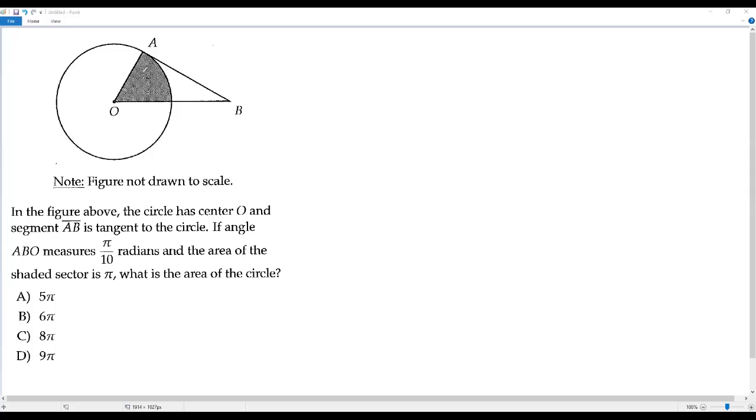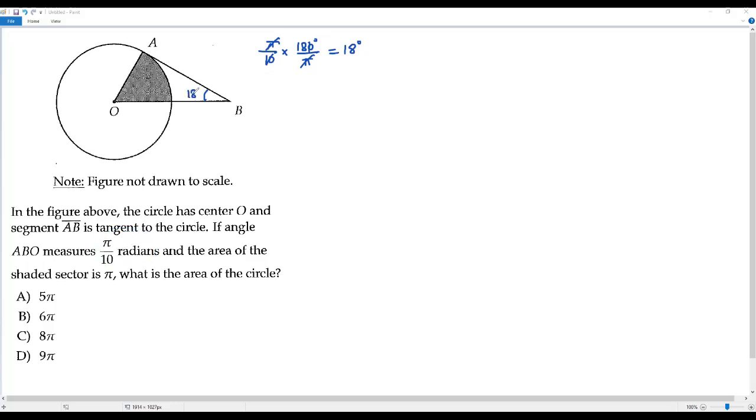Okay, here a particular region is shaded. Actually, the shaded region is the sector of the circle, and we have the angle measure ABO over here. That is pi over 10 radians. For our convenience, we can convert this angle measure from radians to degrees. To convert pi over 10 radians to degrees, it has to be multiplied by 180 degrees over pi. So this pi will cancel, this 0 will cancel out, and I'm getting 18 degrees. So the degree measure equivalent to pi over 10 radians is 18 degrees.